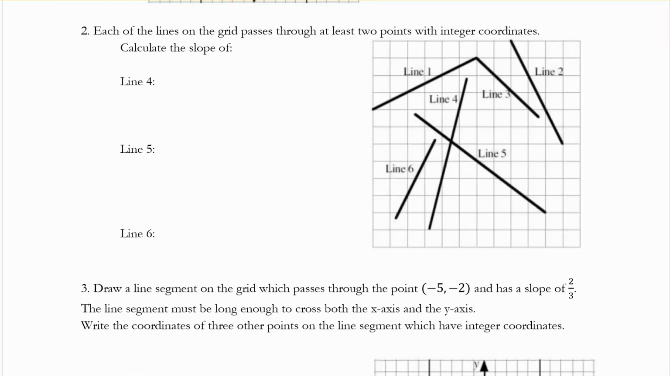Moving on. Each line on the grid passes through at least 2 points with integer coordinates. So it just passes through 2 points. It's saying now that it's not that the endpoints are necessarily landing on an integer, but it does pass through 2 integer coordinates. So we're going to do the same thing. So calculate the slope of, let's say, line 4.